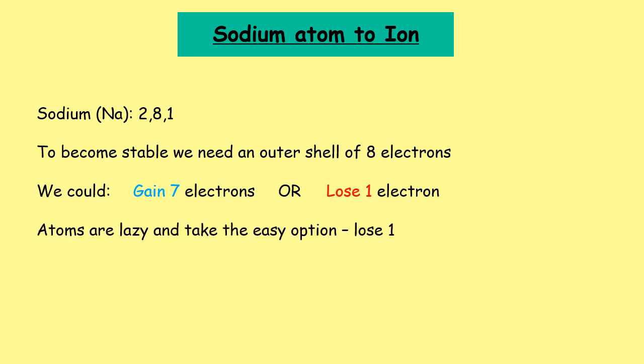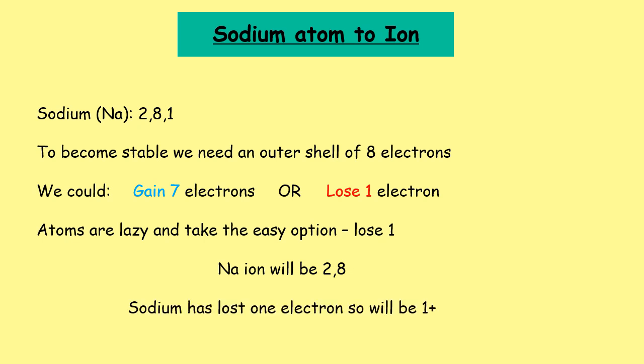Atoms are lazy, so they are going to take the easy option, which in this case is losing 1 electron. So after we've lost that electron, the new electron arrangement will be 2, 8. How has sodium become an ion? It has lost 1 electron. Its charge will be 1 positive. And when something is 1 positive, we just need to put a positive charge. We do not need the number 1.